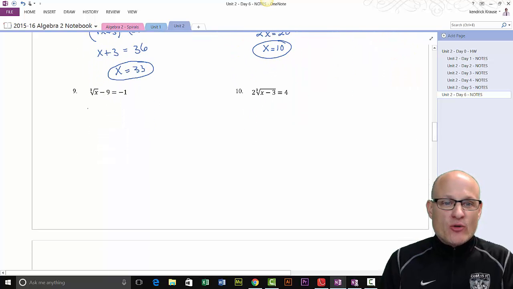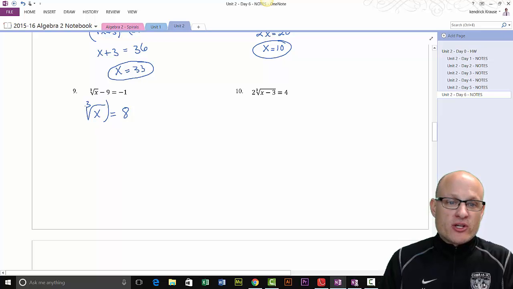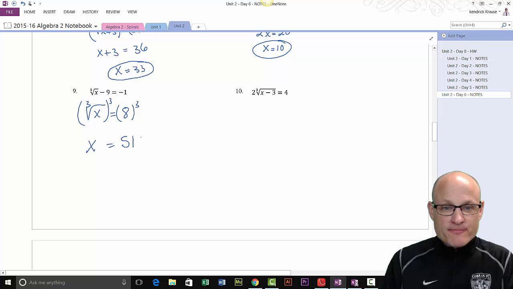We're going to bring this 9 over, so we take the cube root of x is equal to 8. Now, in order to get rid of the cube root, I'm going to cube this side, and I'm going to cube this side, and I get x is equal to, and 8 cubed is 512.